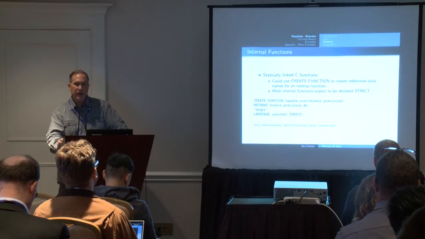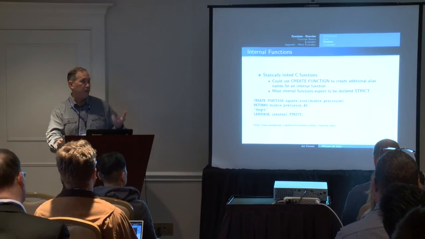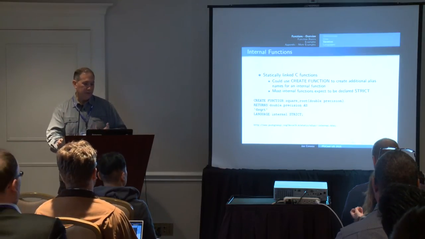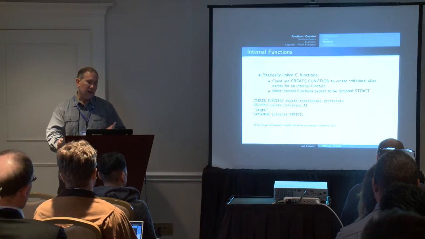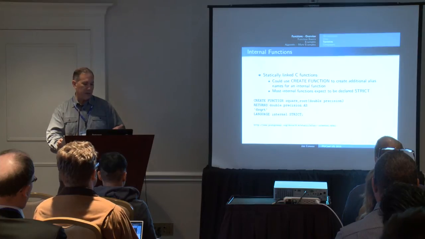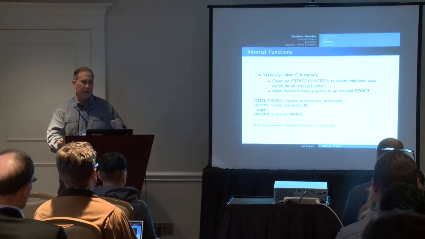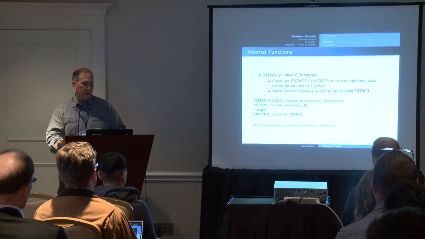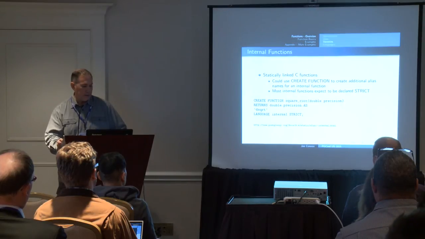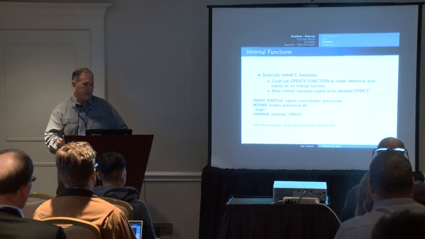Internal functions, as I mentioned, are statically linked to the back end. So those are things that are provided with Postgres directly. There's not a lot that you can do with these, but there is a syntax available so that you can essentially rename one of these things. In the example here, there's an internal function called dsqrt for square root using double precision. If you wanted to rename that as square root in this example, you could do that by simply referencing that symbol and declaring this.